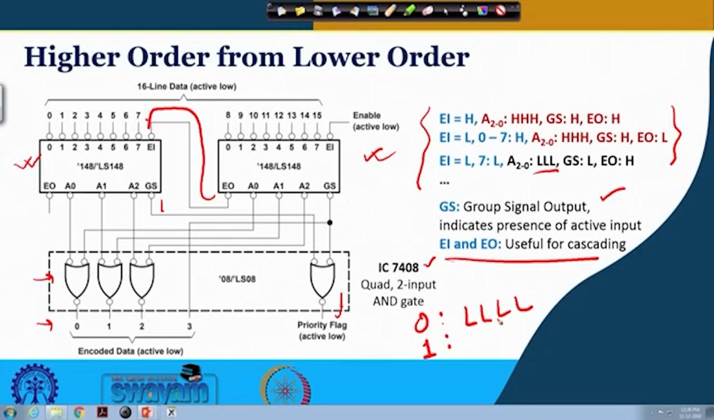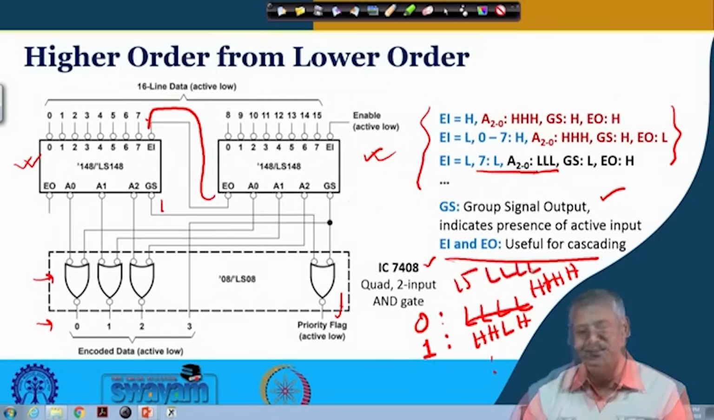that 0 is high, all H because it is active low, and when 1, H L H. So, this is the way it will go on, right, and only when this is up to 7 here. So, here it will go up to 15. So, it will become H L L L L, right.